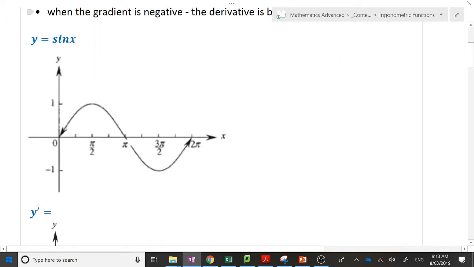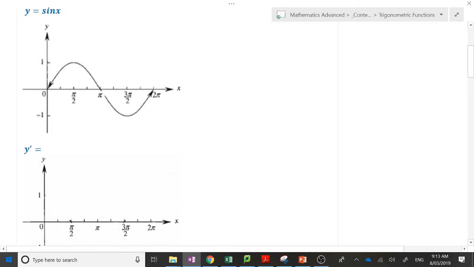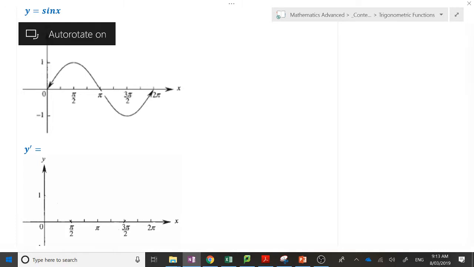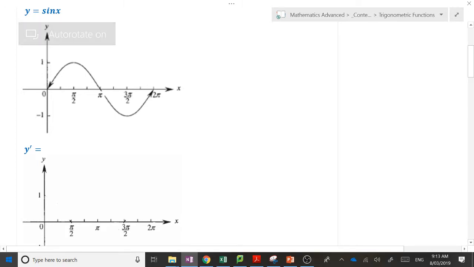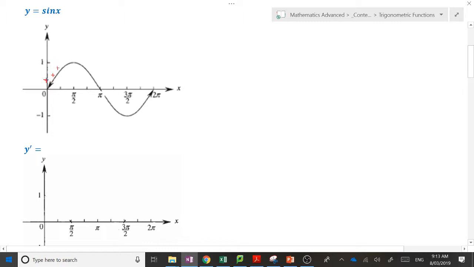So the first graph I've got is sine x. Next door are actually drawing this themselves, but we're going to do it as a collective group because I wanted to do the PowerPoint. So the gradient at the point 0, is it positive, is it negative? I'll make it red because red's easier to see. So it's positive, positive, positive, positive, 0. Then it's negative, negative, negative, 0.